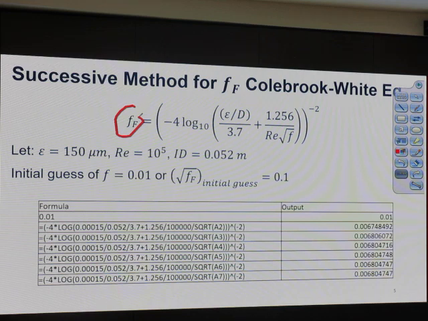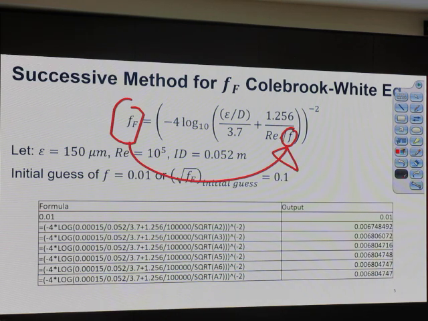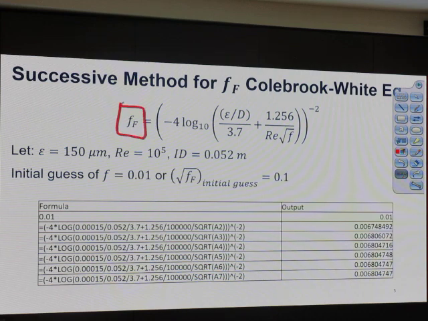Can you do this? Not yet. Not until you try in the homework. Then we will put it in the homework for you to try. So use this equation. Set initial guess as 0.01. Put 0.01 over there. Calculate, get the value of left hand side. That will be the updated value of friction factor. Put the updated value of the friction factor back into the equation again. Do the calculation, we get second update of the friction factor. Repeat that until the friction factor answer doesn't change. Okay?